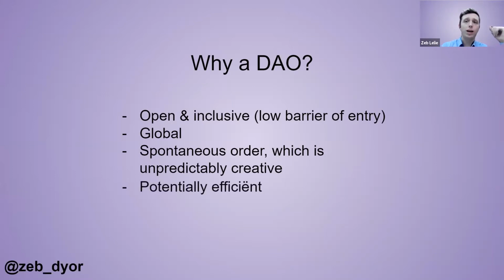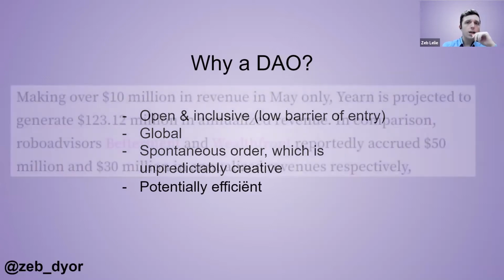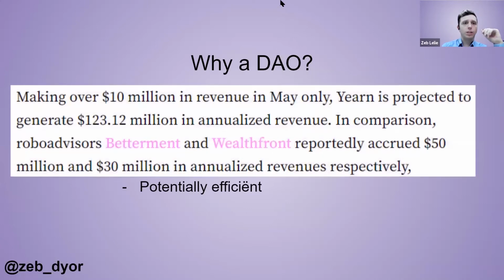Now, another thing, which already was mentioned, is potentially efficient. So let me get into that a little bit more. One of the projects that has shown some promise here is Yearn, making over 10 million in revenue in May this year only. Yearn is projected to generate 123 million in analyzed revenue over this year. In comparison, robo-advisors, centralized companies, Betterment and Wealthfront reportedly accrued 50 million and 30 million in analyzed revenues, respectively.